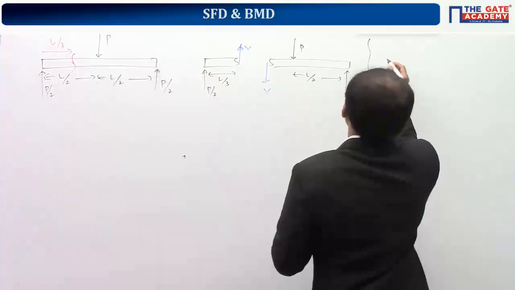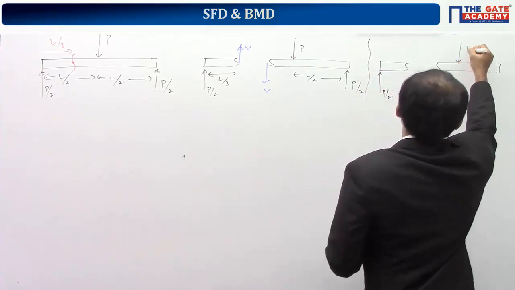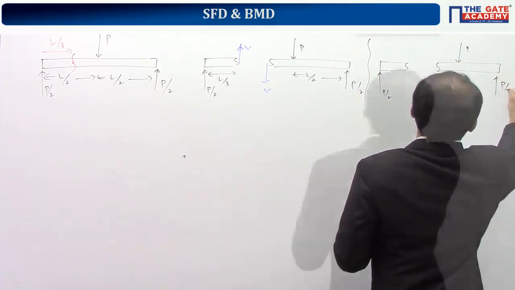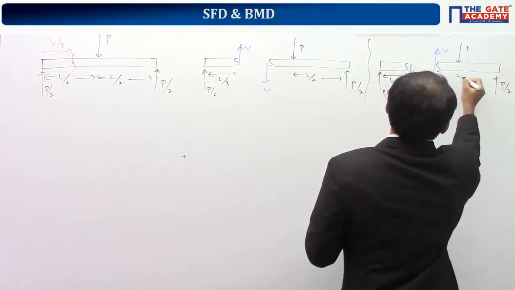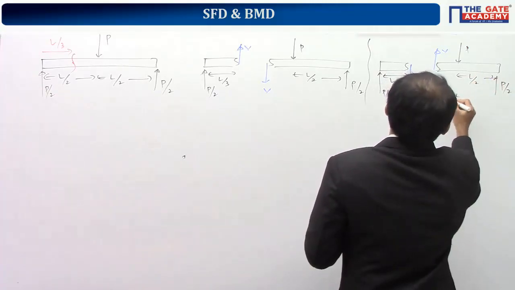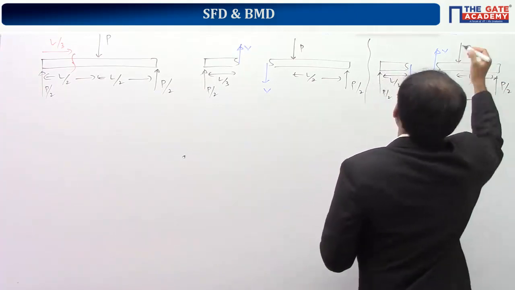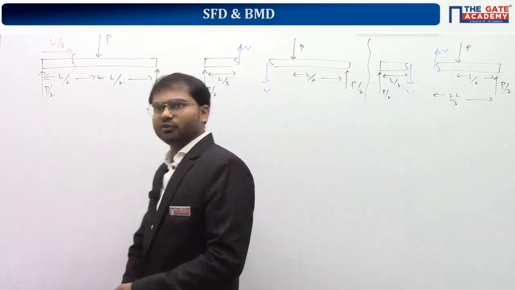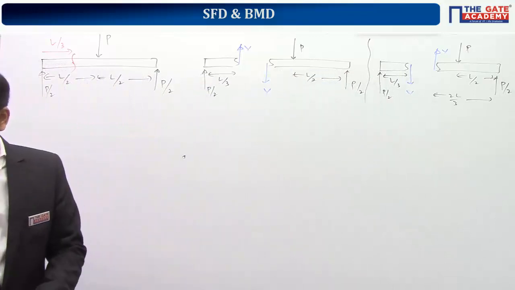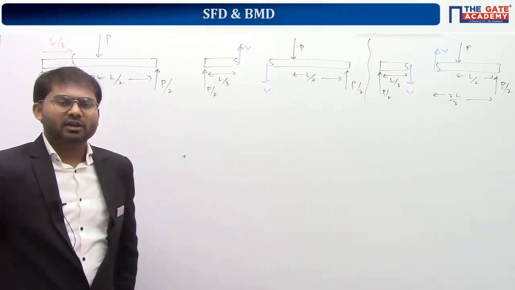So I am taking the opposite sense of shear forces. This is L by 3. This is L by 2. So this becomes 2L by 3. Clear? So how to get this value of shear force V? What is the condition you're going to apply? How can you get this value of shear force V?